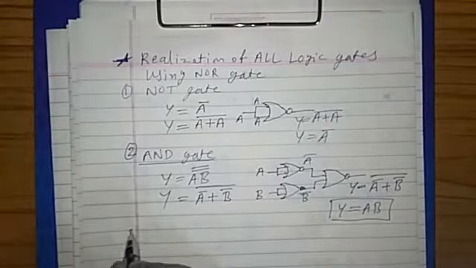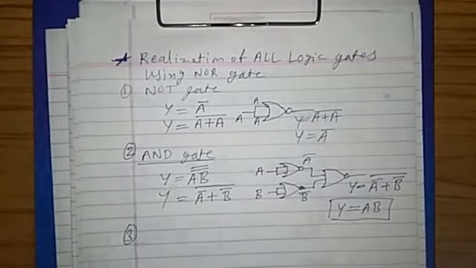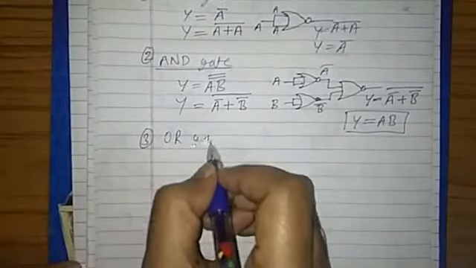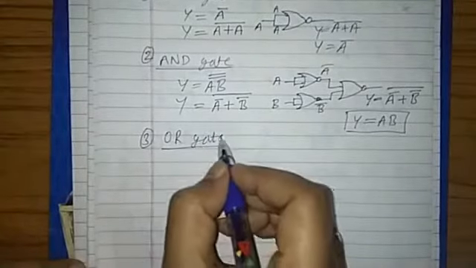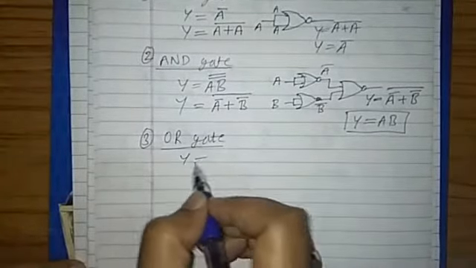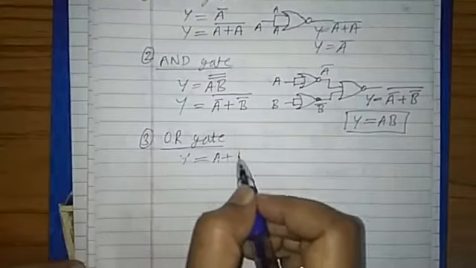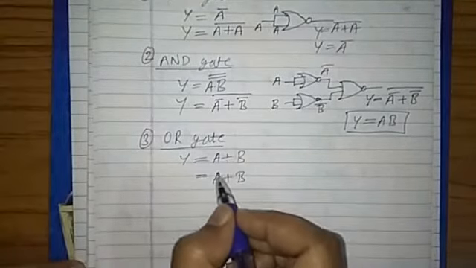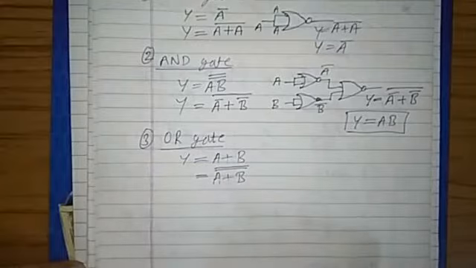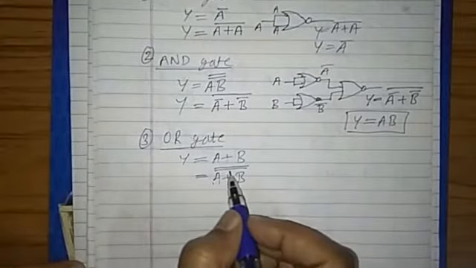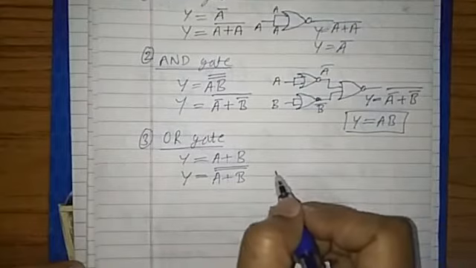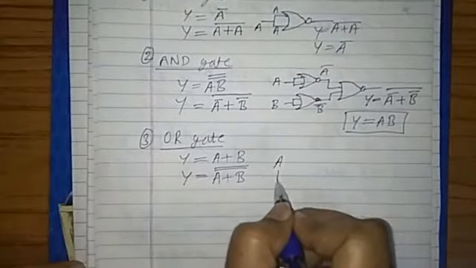Now similarly, let us see the OR gate. The OR gate expression is Y equal to A plus B. Taking two times complement will not change the expression. Therefore, (A plus B) whole bar is a NOR gate, and one more NOT gate implementation is needed. Therefore A, B.